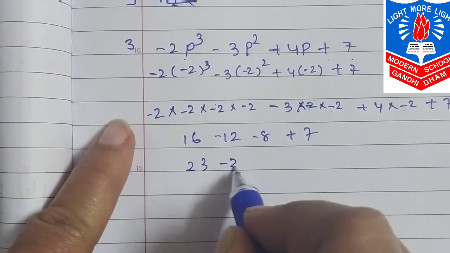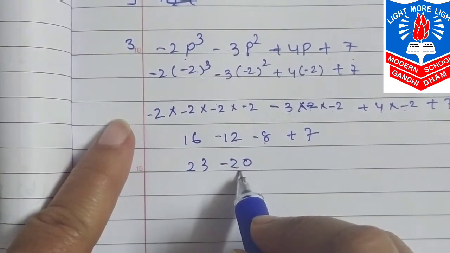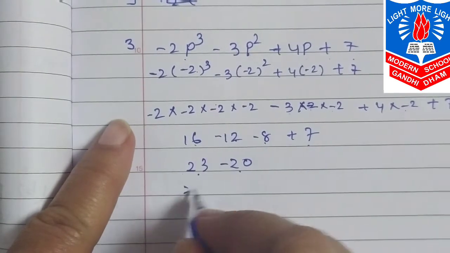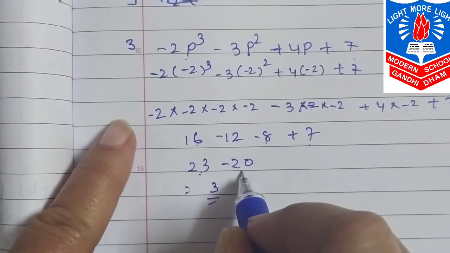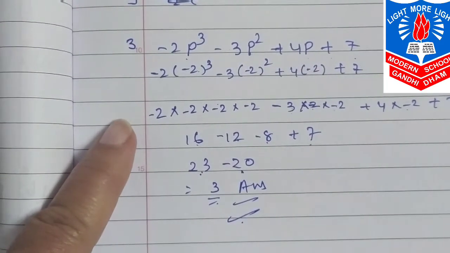Plus 16 plus 7 is 23. Minus 12 minus 8 is minus 20 and 16 plus 7 is 23. So our answer is plus 3. 23 minus 20 is 3. So our answer is plus 3.